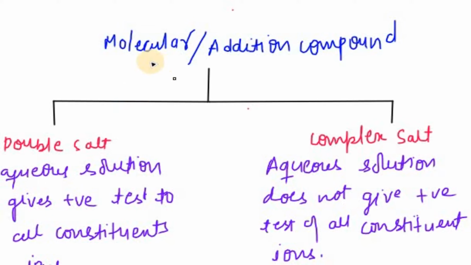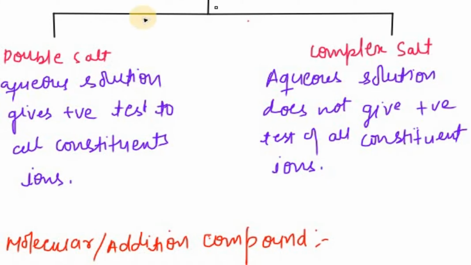So in this tutorial, we're going to look at molecular or addition compounds. They are divided into two parts: one is double salt and one is complex salt. In double salt, the aqueous solution gives a positive test for all the constituent ions. So double salt is the salt in which every constituent ion gives its own test.